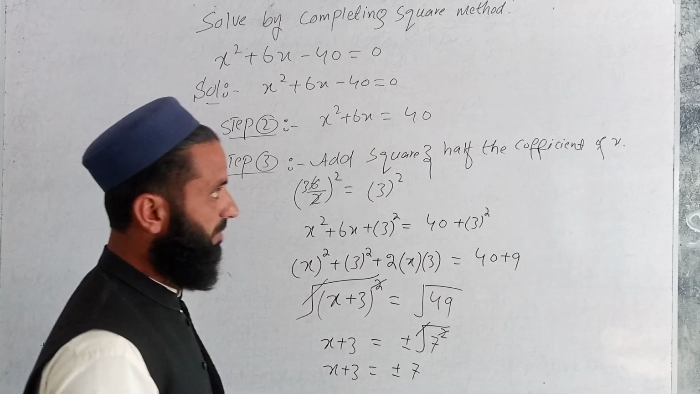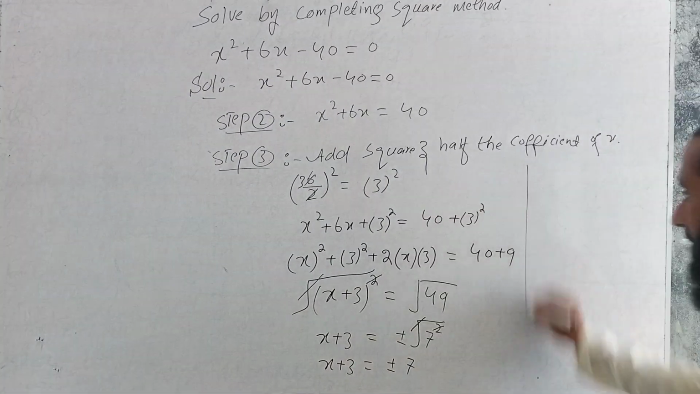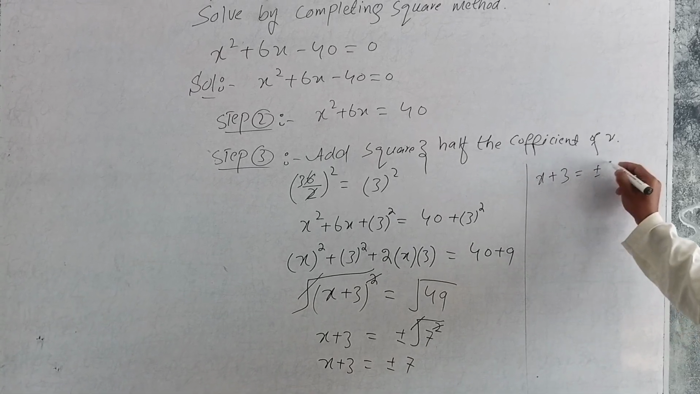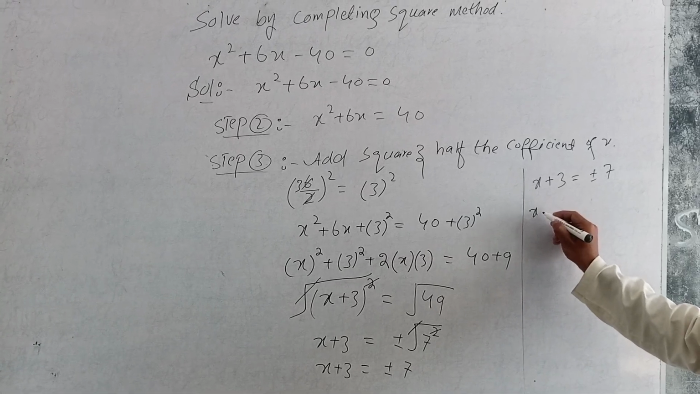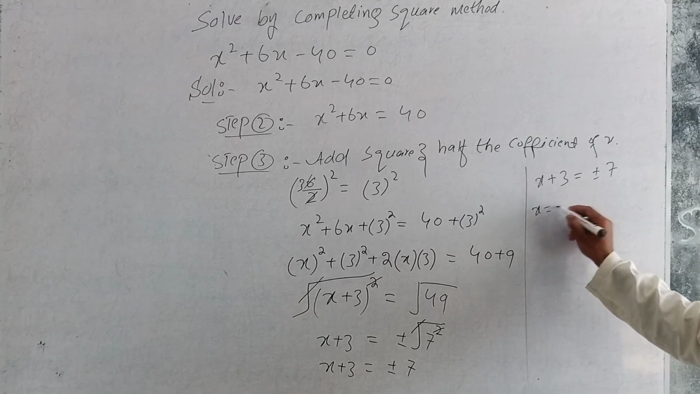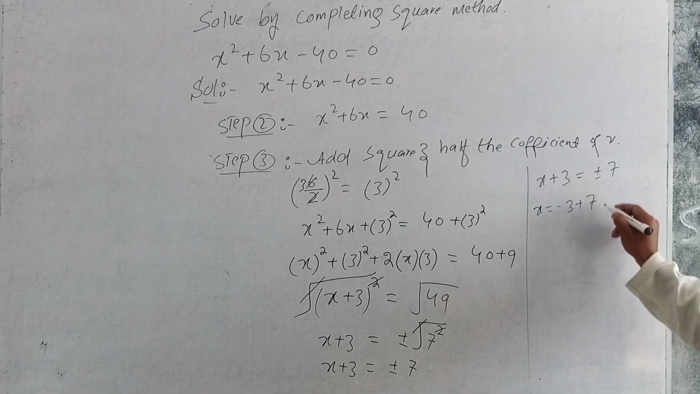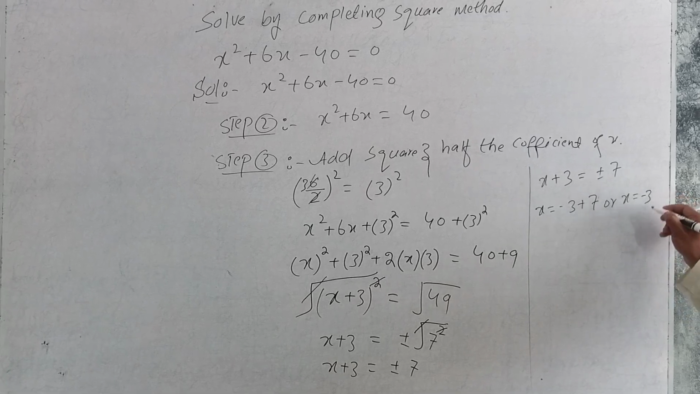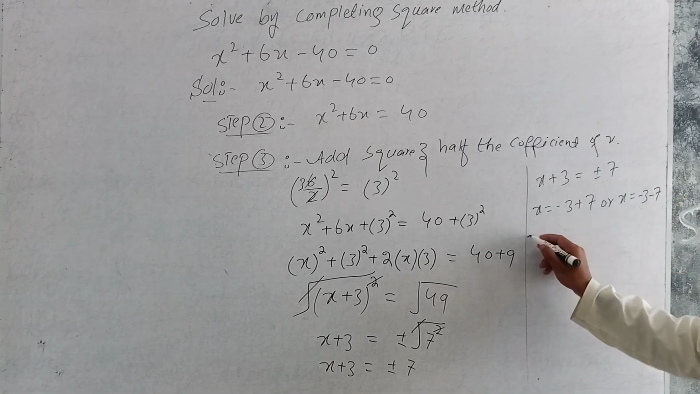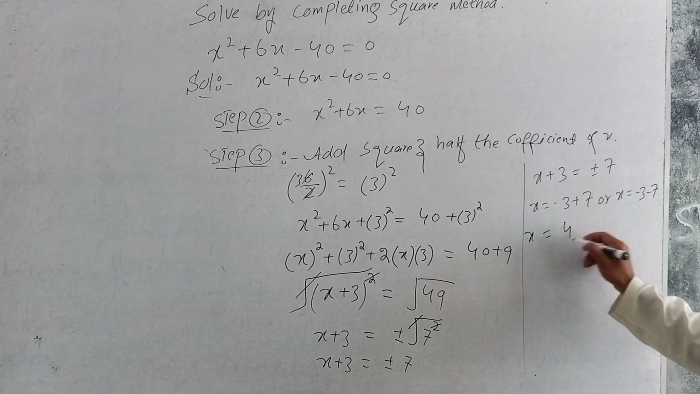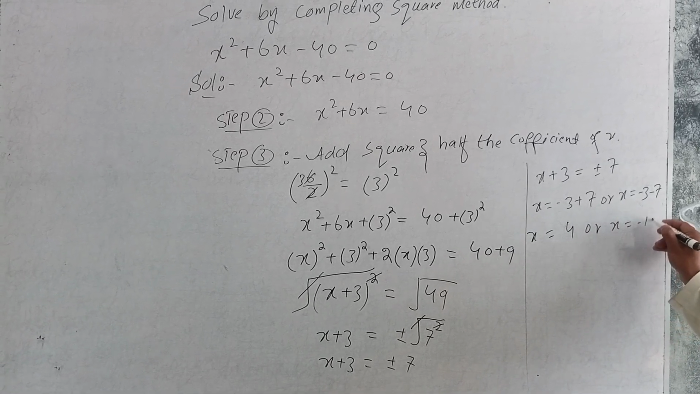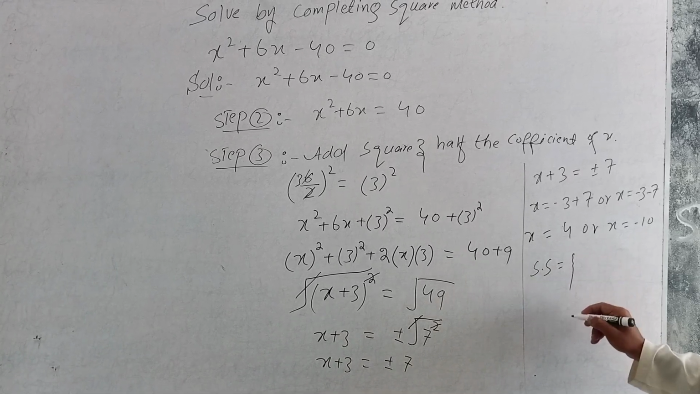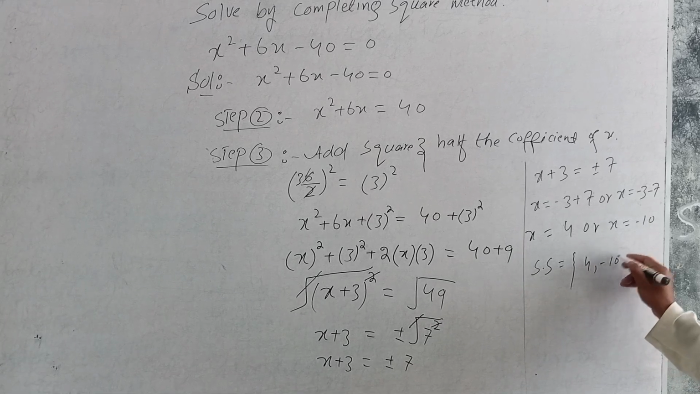Now we have to find the solution of the given quadratic equation. x plus 3 equal to plus minus 7. So x is equal to minus 3 plus 7, or x is equal to minus 3 minus 7. So x is equal to 4 or x is equal to minus 10 is the required solution set. And the solution set of the given quadratic equation is 4, minus 10.